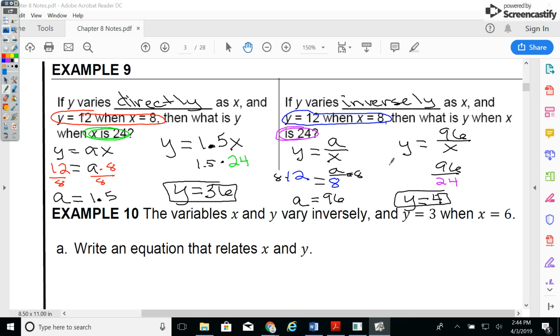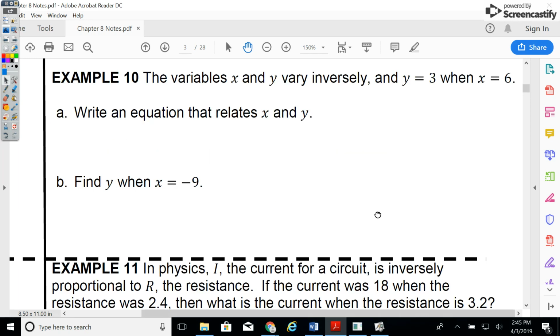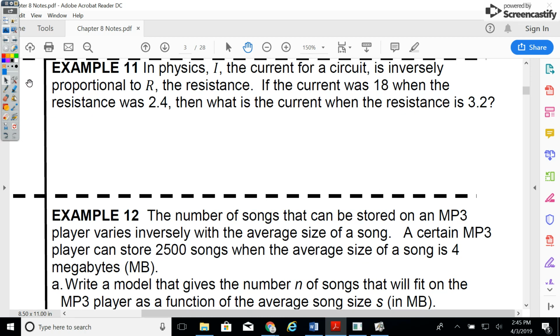All right, so 10 is exactly like the second one here. So I'm going to skip 10. I do want to do a word problem. So let's do 11, and then we'll jump to 13. So looking at 11, the key word here is that it says in physics, the current for a circuit is inversely proportional to the resistance. If the current was 18 when the resistance is 2.4, then what is the current when the resistance is 3.2?